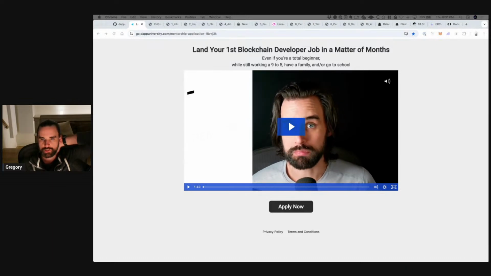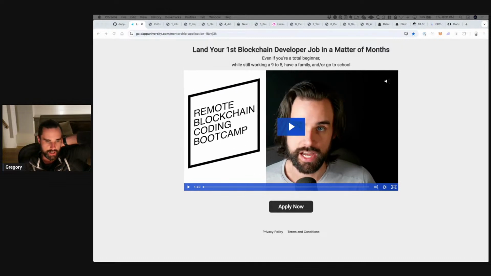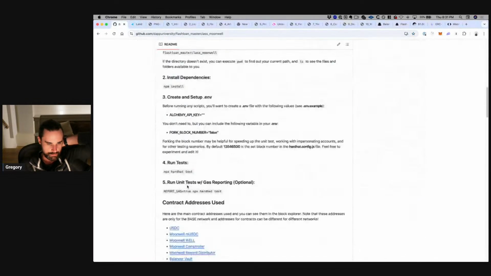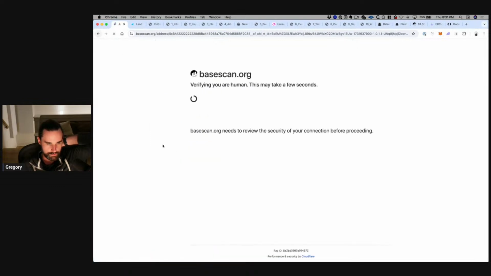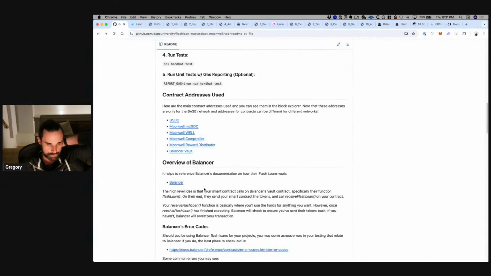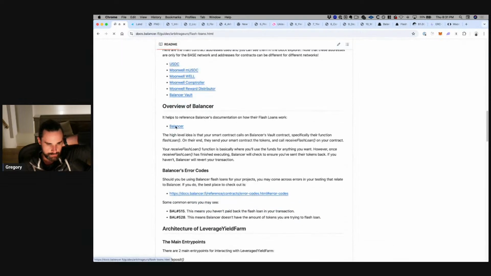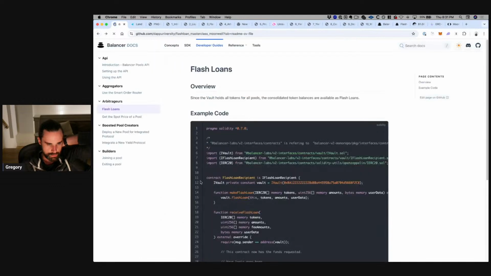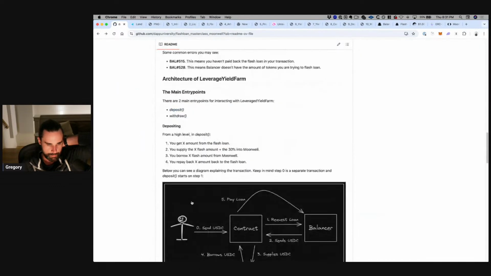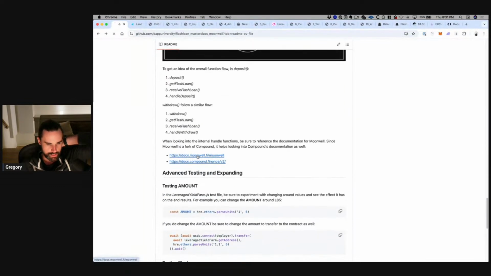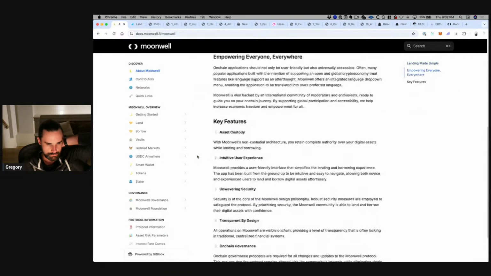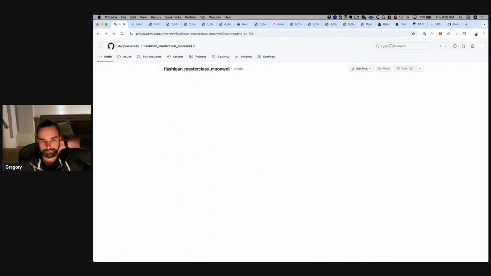Will all the information on the interfaces on other dApps be in the docs? Yes, we should have links to the contract addresses. If you click on these, like the Balancer Vault, you can see the links there. See the Balancer documentation and the README file, and you can see a lot more written explanation of how this works. You see the Moonwell documentation. So yes, all the documentation links are in there.